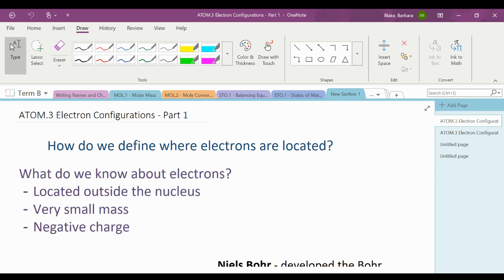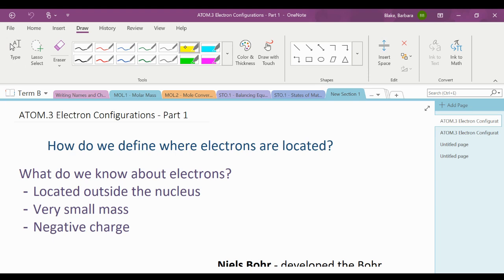This is the first of a multiple part video series to help you understand the idea of an electron configuration and quantum numbers. In order to take a look at electron configurations, what are we really taking a look at? We look at how we define where electrons are located. So let's start with a little bit of review and figure out what we know about electrons already.